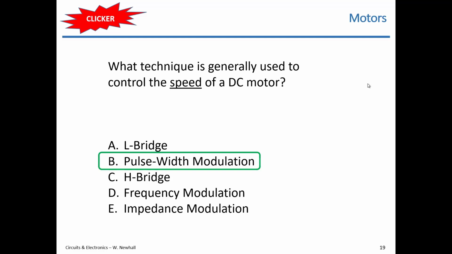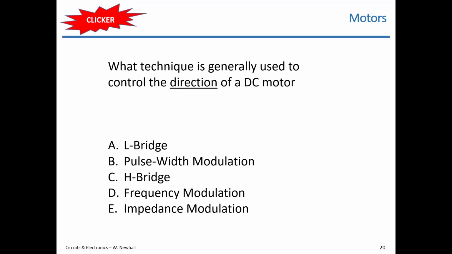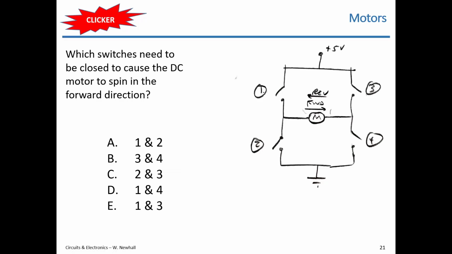Okay. How about direction of a DC motor? How do you control direction of a DC motor? All right. So we talked about a way to control current through a DC motor, or its direction, and that's with an H-bridge. An H-bridge looks something like this if you made it out of physical switches.